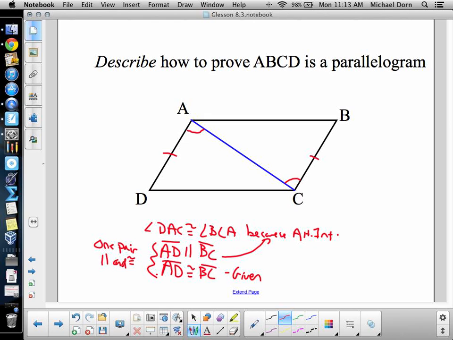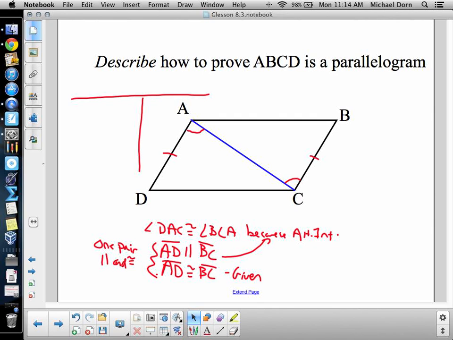Now, some people, that freaks them out. They say, I'd rather do two columns. Fine. Do two columns. It's not going to hurt. You can set up your statements and reasons. AD is congruent to BC, given. Angle is congruent to angle, given. Side is parallel to side, alternate interior angles converse. ABCD is a parallelogram, one pair of sides parallel and congruent. Write that out. Fifteen years ago, you would have been writing that out. Not so much now. You're more just doing a description of what's going on.